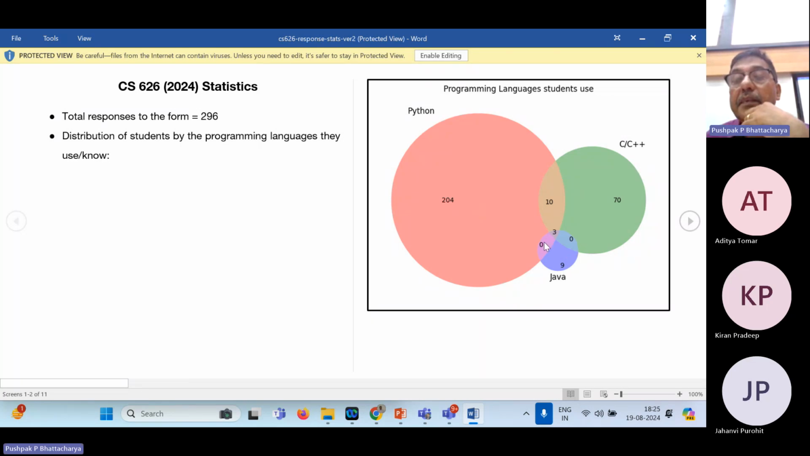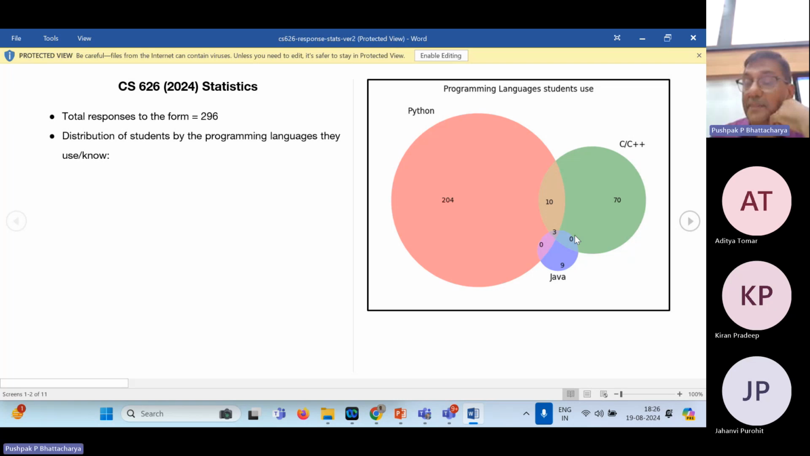And this is the distribution of Java. So how many people know Python, C++, and Java? 3. Yeah, that's okay, but maybe not everybody responded. But more interesting things are coming.